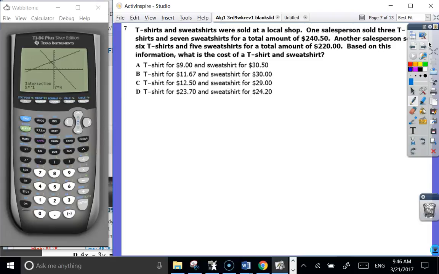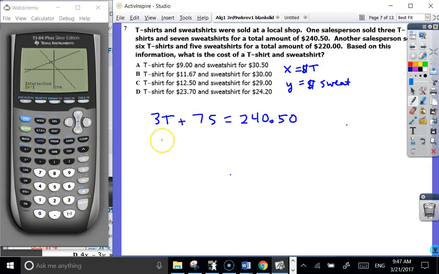What are we going to call these two things? I'm just going to use X and Y. I'm going to call X the cost of a T-shirt, Y the cost of a sweatshirt. Okay, now set up the two equations. 3T plus 7S equals 240.50. Okay. You see where he's getting this?